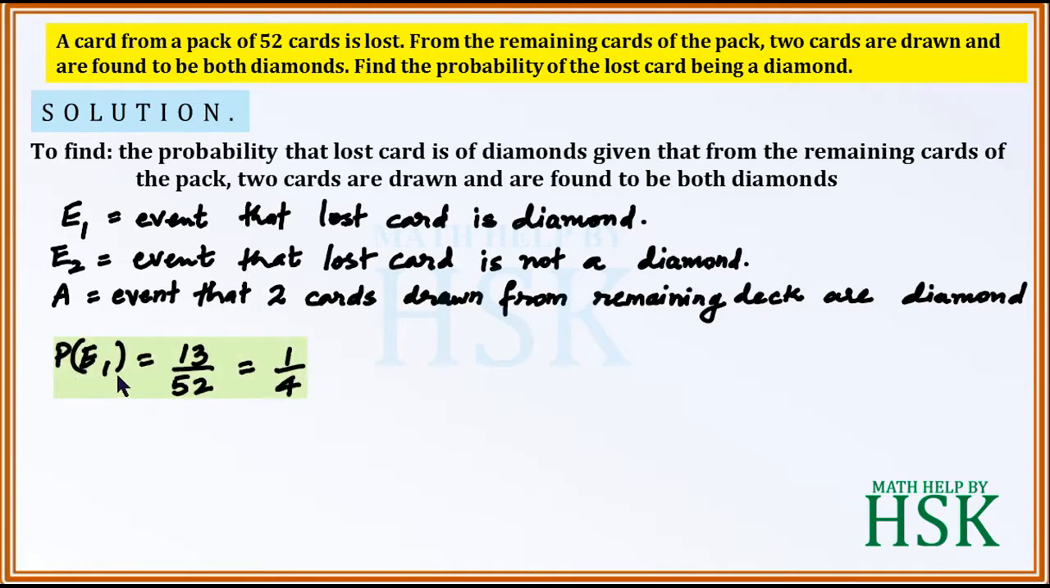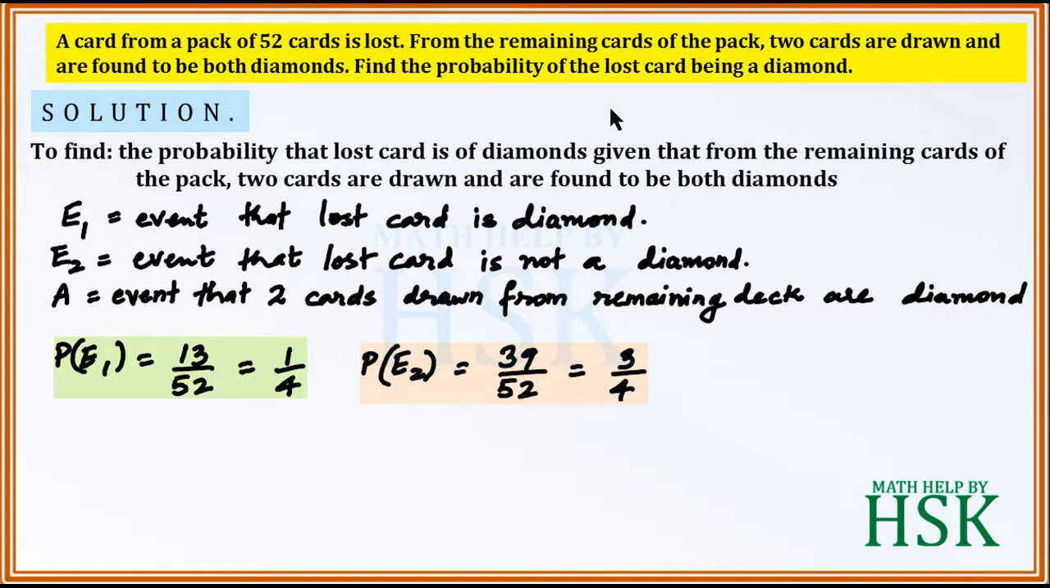So the probability of E1 would be equal to 13 upon 52 or 1 upon 4, because the probability that the lost card is a diamond is the favorable ways over the total ways of losing a card, that is 52 ways. Because there are 13 diamond cards, this is 13 upon 52 or 1 upon 4. Similarly, the probability of E2 would be 39 upon 52 or 3 upon 4, because E2 is the event that the lost card is not a diamond.